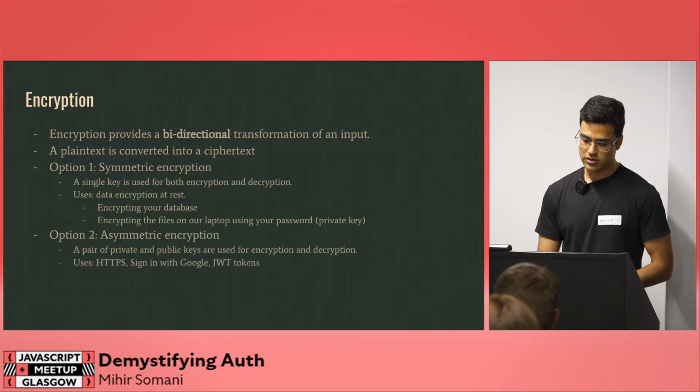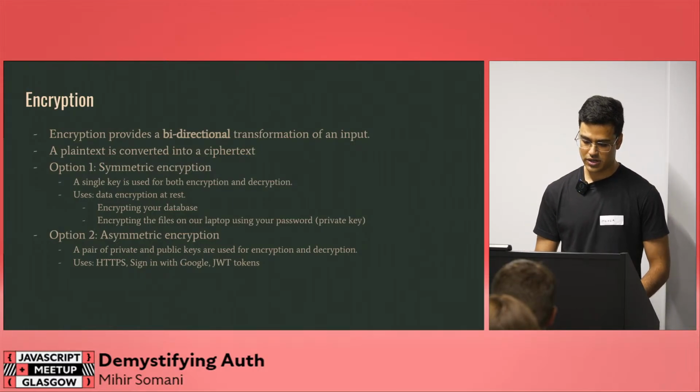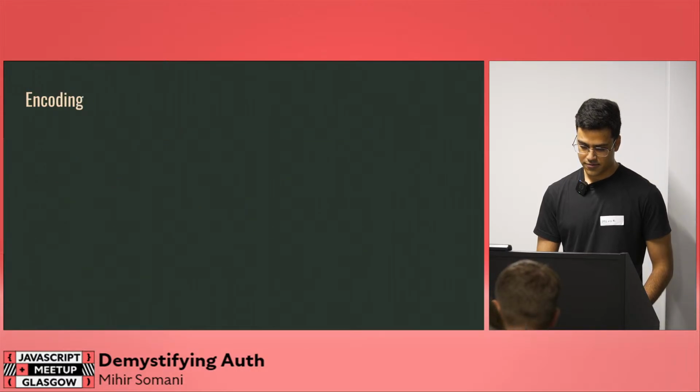There are protocols and technologies built on top of this encryption. HTTPS, SSL, or that lock that we see whenever we access any website, that's what HTTPS is. It uses a combination of both types of encryption, but asymmetric encryption makes it possible. And then we have Sign in with Google, which makes it very convenient to sign in. You don't have to enter your passwords anywhere. That's also built on top of asymmetric encryption and JWT tokens. This is something I'll cover at the end, but I just want to call it out as one of the use cases.